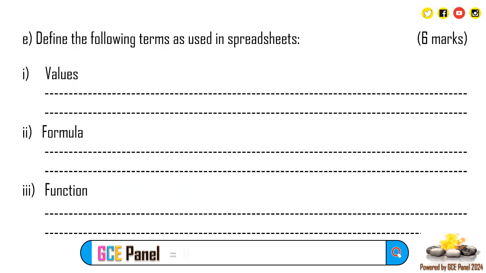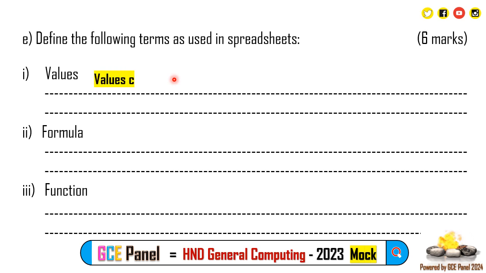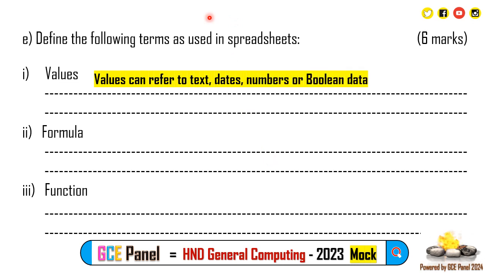Next, define the following terms as used in spreadsheets. Values. What are values? Values can be text, dates, numbers, or Boolean data. Boolean data is data that takes true or false, yes or no, 1 or 0. So values refer to text, dates, numbers, and so on.